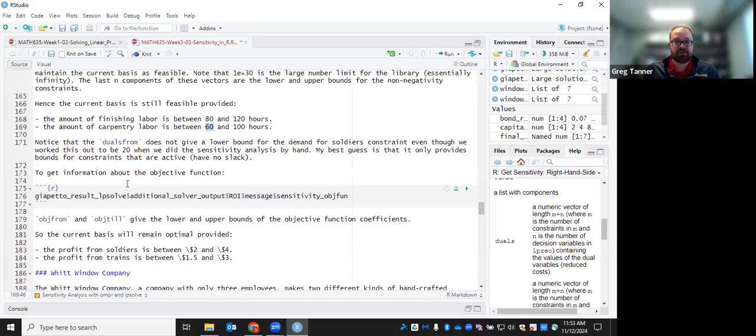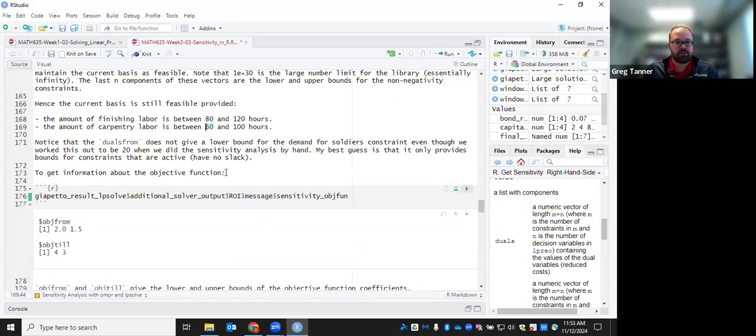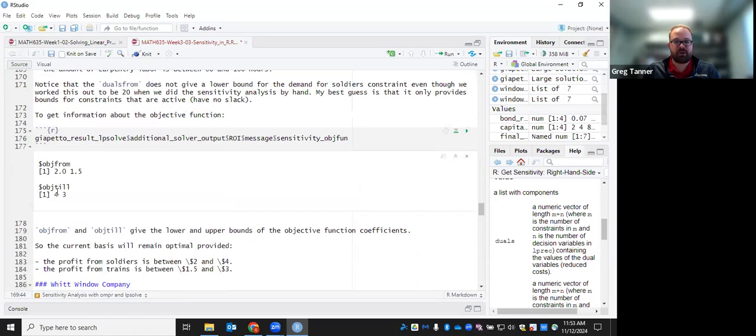lpsolve will also give us sensitivity information about the objective function. We run this, and it'll give us objective from and an objective to. These are lower and upper bounds for the coefficients of the objective function. Right now, their current values are 3 and 2, but we can see that if the profit from soldiers is between 2 and 4, or if the profit from trains is between 1.5 and 3, our current basis will remain optimal.